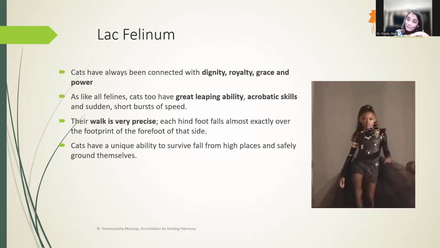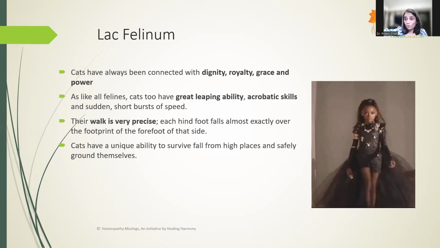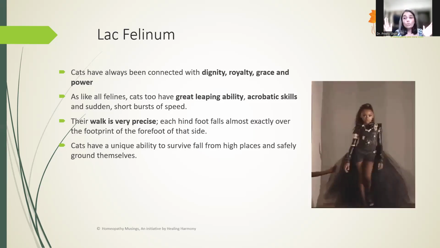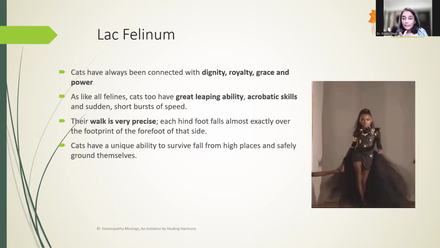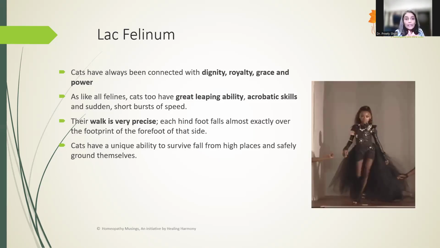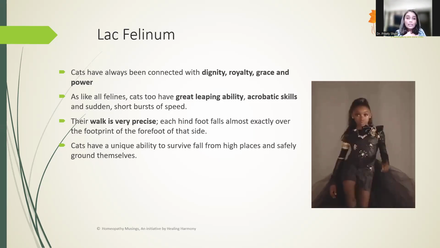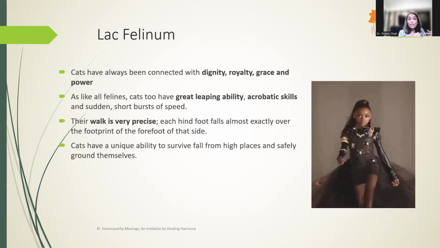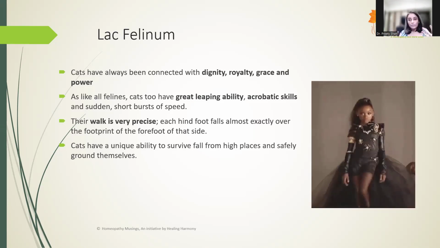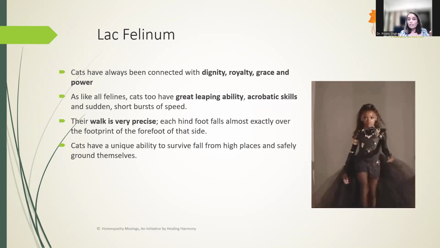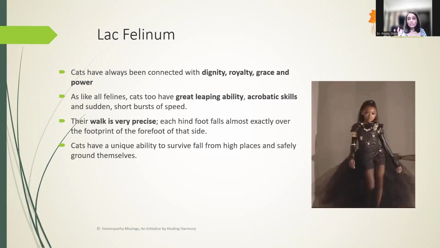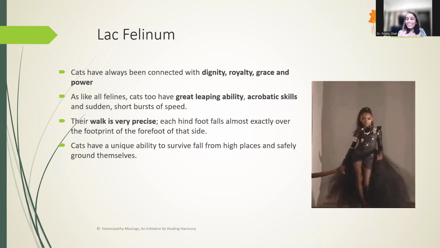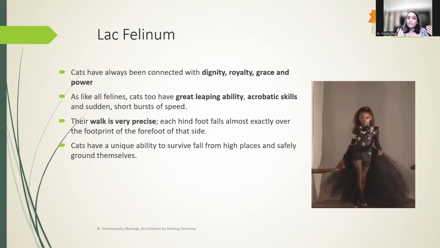So you have the domestic cat and you have the big cats. You have the cheetahs, the tigers, the leopards, the lions, all of them belonging to the Felidae. Now, the domestic cat or Lac Felinum, the main idea is that they are always connected with the theme of dignity, royalty, grace, and power. You see this little woman here with so much grace, with so much dignity, with so much confidence. We say, like a cat walk. They are very precise, they are very royal, they are very dignified.